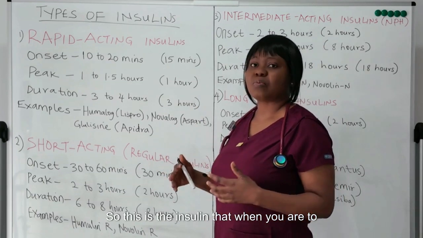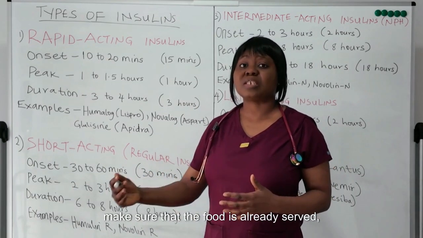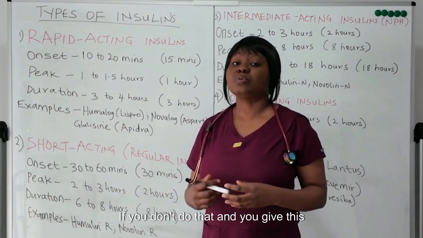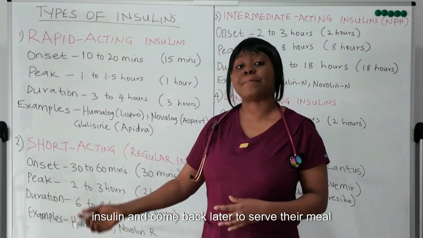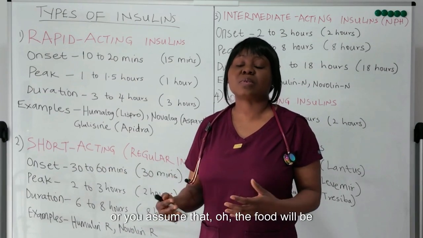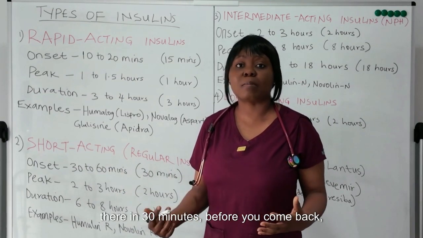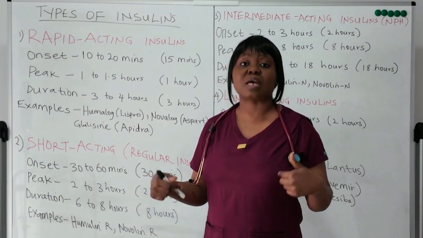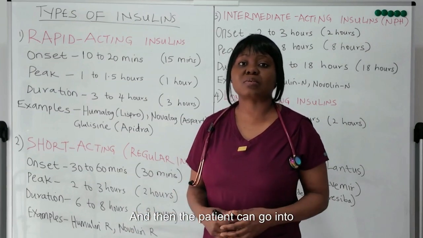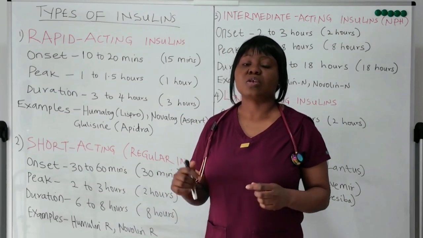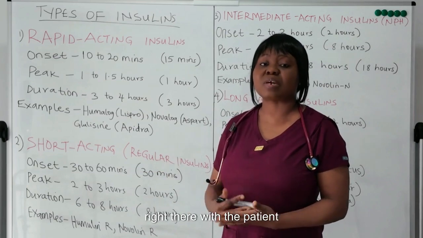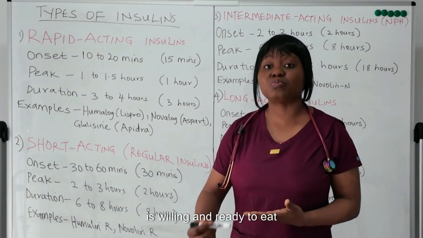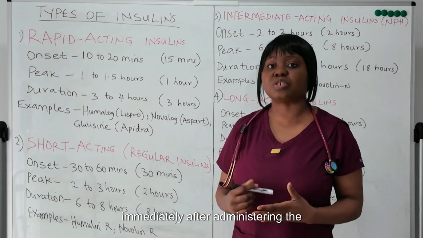So this is the insulin that when you are to give it to a patient, make sure that the food is already served, it's on the table, and the patient is actually ready to eat. If you don't do that and you give this insulin and come back later to serve the meal, or you assume that, oh, the food will be there in 30 minutes' time, before you come back, something is happening. The insulin is beginning to work, it's beginning to act on the existing glucose in the body, and then the patient can go into hypoglycemia, can go into coma. So to avoid that, make sure the food is right there with the patient before you give the patient the insulin. You would have confirmed that the patient is willing and ready to eat immediately after administering the insulin.